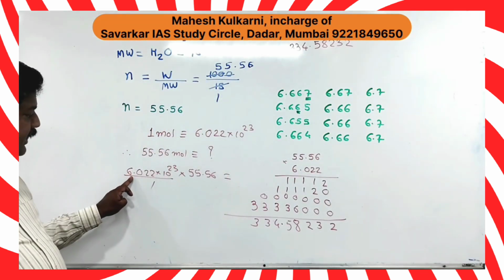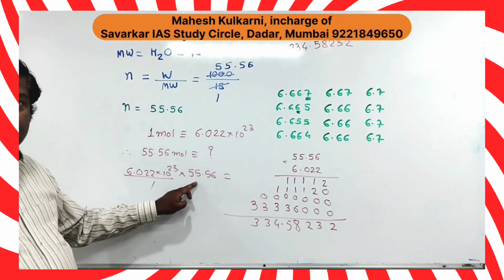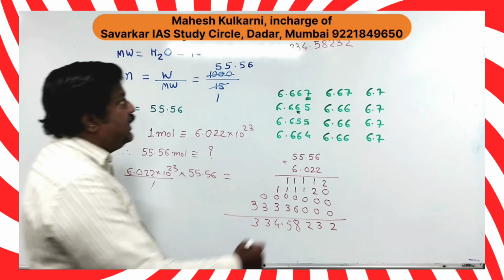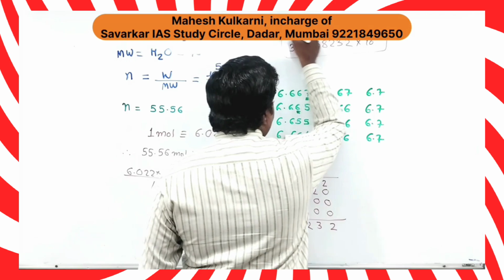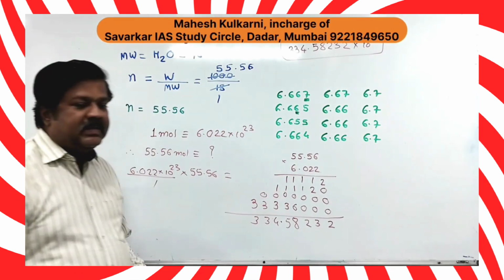This is just the multiplication I have shown, of 6.022 into 55.56, multiplied by 10 to the power of 23. These many molecules are present in 1 liter of water at 4 degrees Celsius.